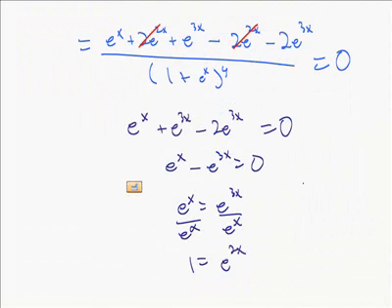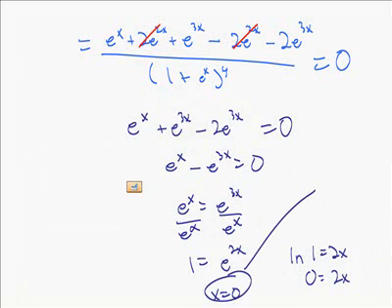Well, we're going to have a spot here. Where does 1 equal e to the 2x? Well, what power do I have to raise e to get 1? That's right, 0. So this would be x is equal to 0. You could also write this in logarithmic form. You could say the exponent on e to get 1 is 2x. The natural log of 1 is 0. So x is equal to 0. So this is our inflection point.